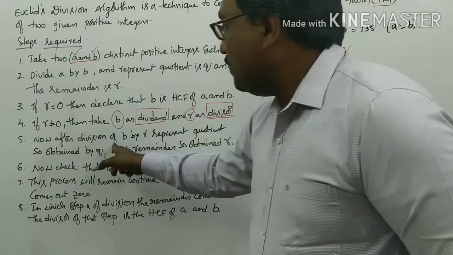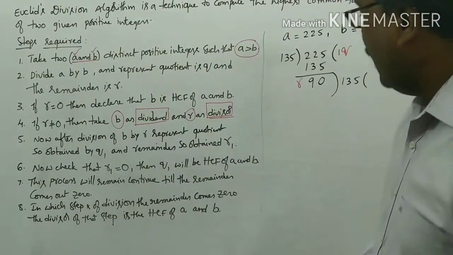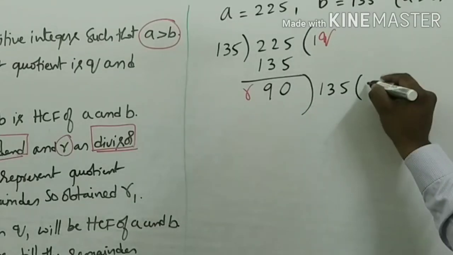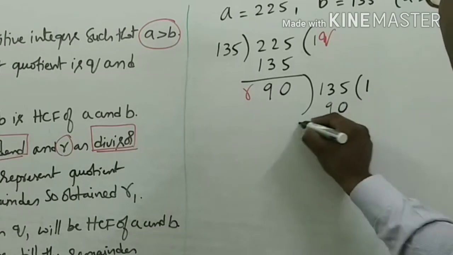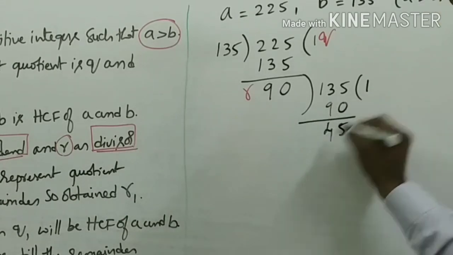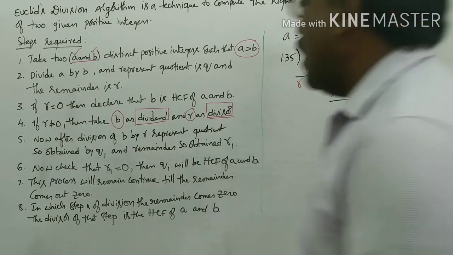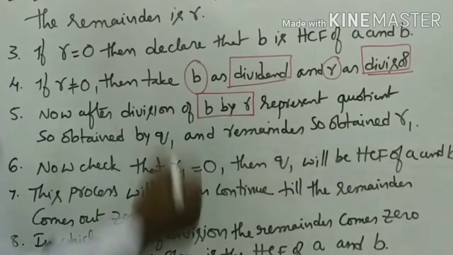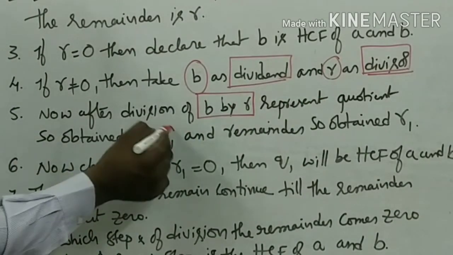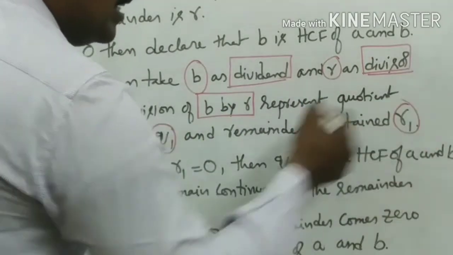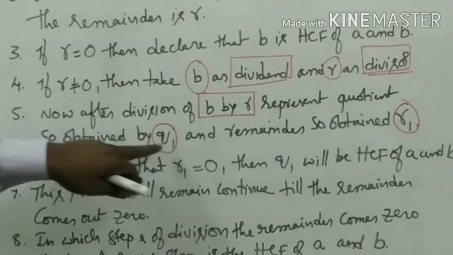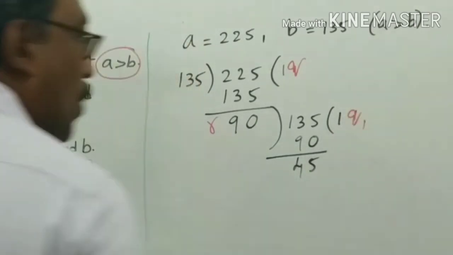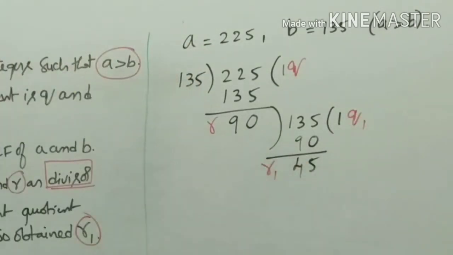Now after division, I should divide 135 by 90. If I take 2 times 90, that is 180, it becomes more. So 1 time, and 135 minus 90 is 45. After division of B by R, the quotient obtained is Q1 and the remainder obtained is R1. What is my Q1? 1. What is my R1? 45.